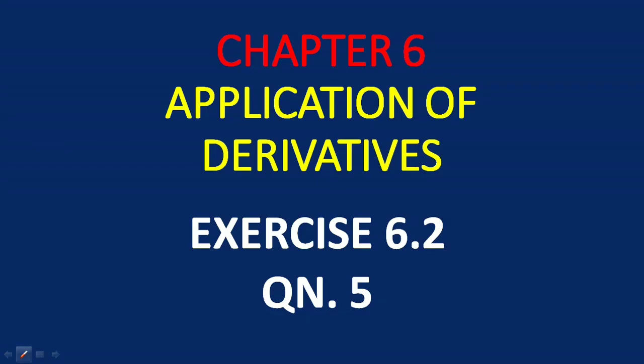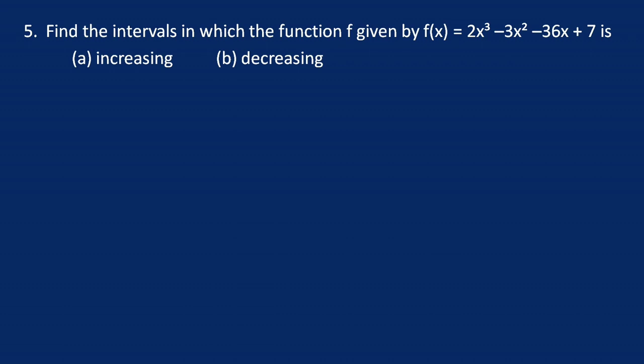Chapter 6, Application of Derivatives, Exercise 6.2, fifth question. Find the intervals in which the function f given by f(x) = 2x³ − 3x² − 36x + 7 is (a) increasing, (b) decreasing. So we have given f(x) = 2x³ − 3x² − 36x + 7.